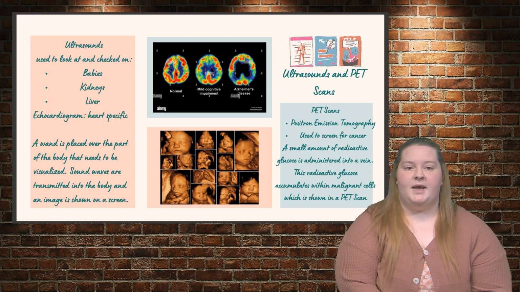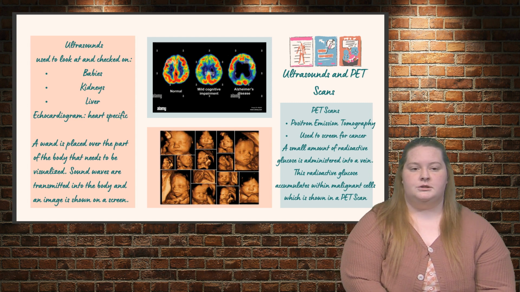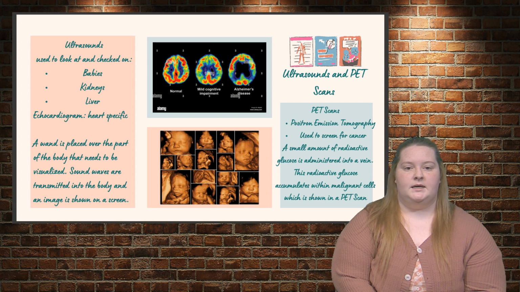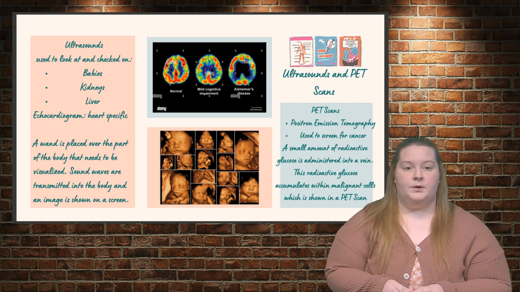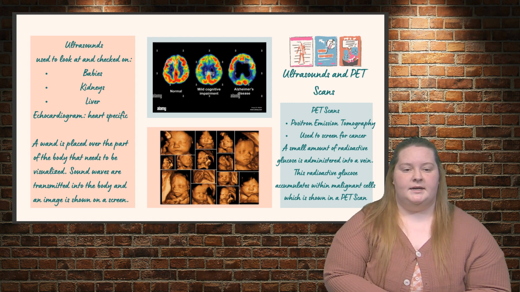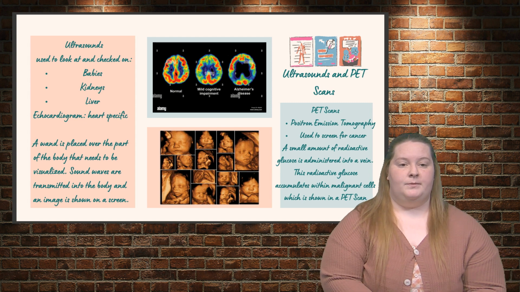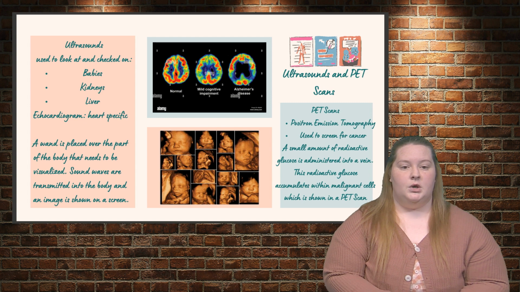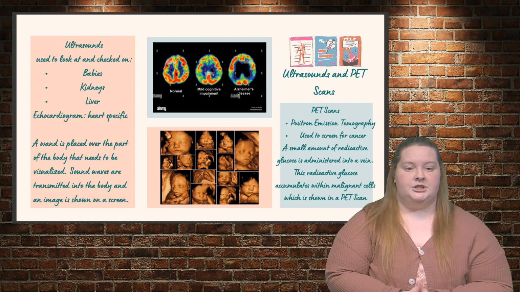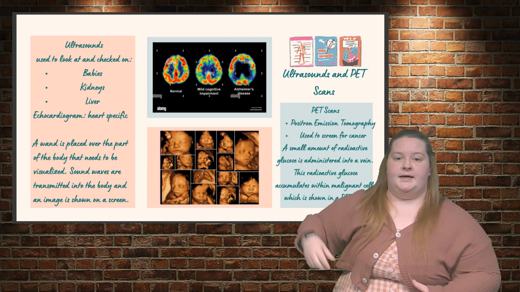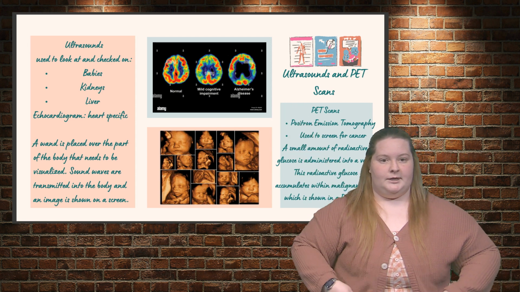And then we also have PET scans, which is positron emission tomography, which is usually used to screen for cancer. The way this one works is a small amount of radiation is going to be given in the form of glucose, and then it's going to be administered into a vein. The radiation glucose actually accumulates in the malignant cells, your cancer cells, which then show up on a PET scan, which is what this one right here is. I thought that one was really cool.